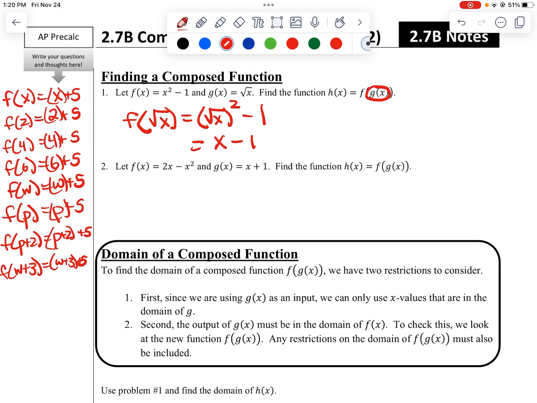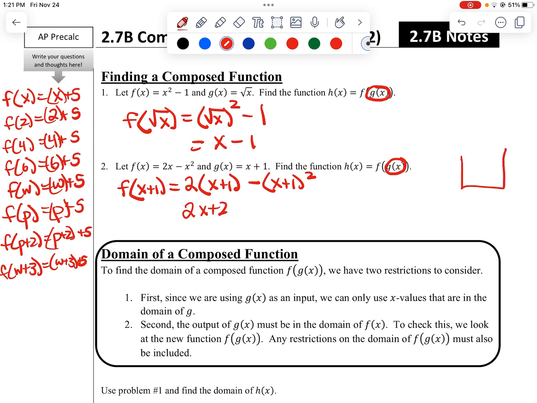So if we take a look at this next one here, f of x equals 2x minus x squared and g of x is x plus 1. Find the function defined by h of x equals f of g of x, so our inside is that g of x. So I'm going to do f of x plus 1. So I go to my f function, so it's 2 times x plus 1 minus x plus 1 squared. And then we could multiply this out. So this first one is 2x plus 2.